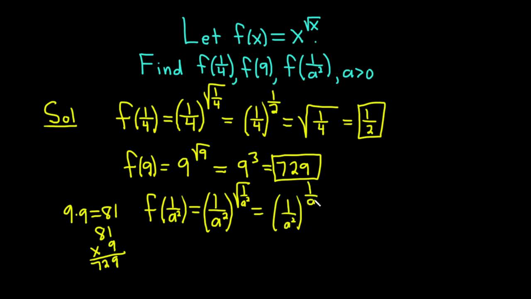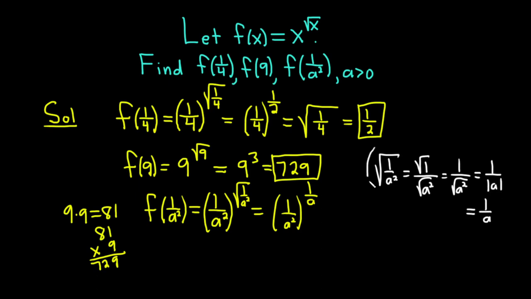This is where the fact that a is positive comes into play, by the way. Let me just show you here, because if you have the square root of 1 over a squared, you can think of this as the square root of 1 over the square root of a squared, which is 1 over the square root of a squared. And the square root of a squared is the absolute value of a. Because a is positive, it's just a.